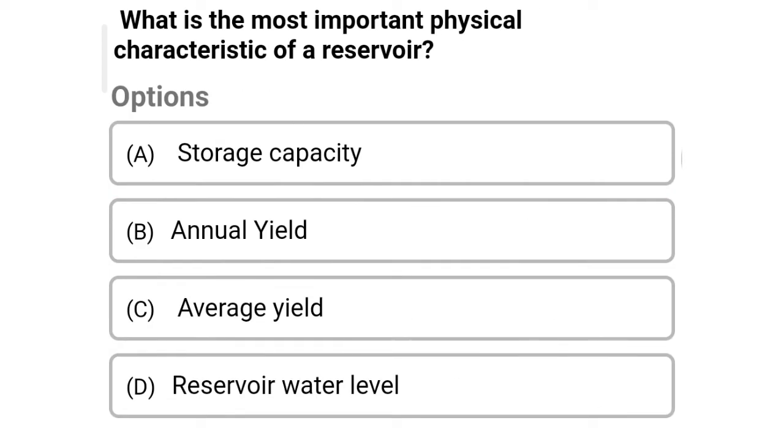So next question, what is the most important physical characteristic of a reservoir? Option A storage capacity, option B annual yield, option C average yield, option D reservoir water level. So the correct answer is option A storage capacity.